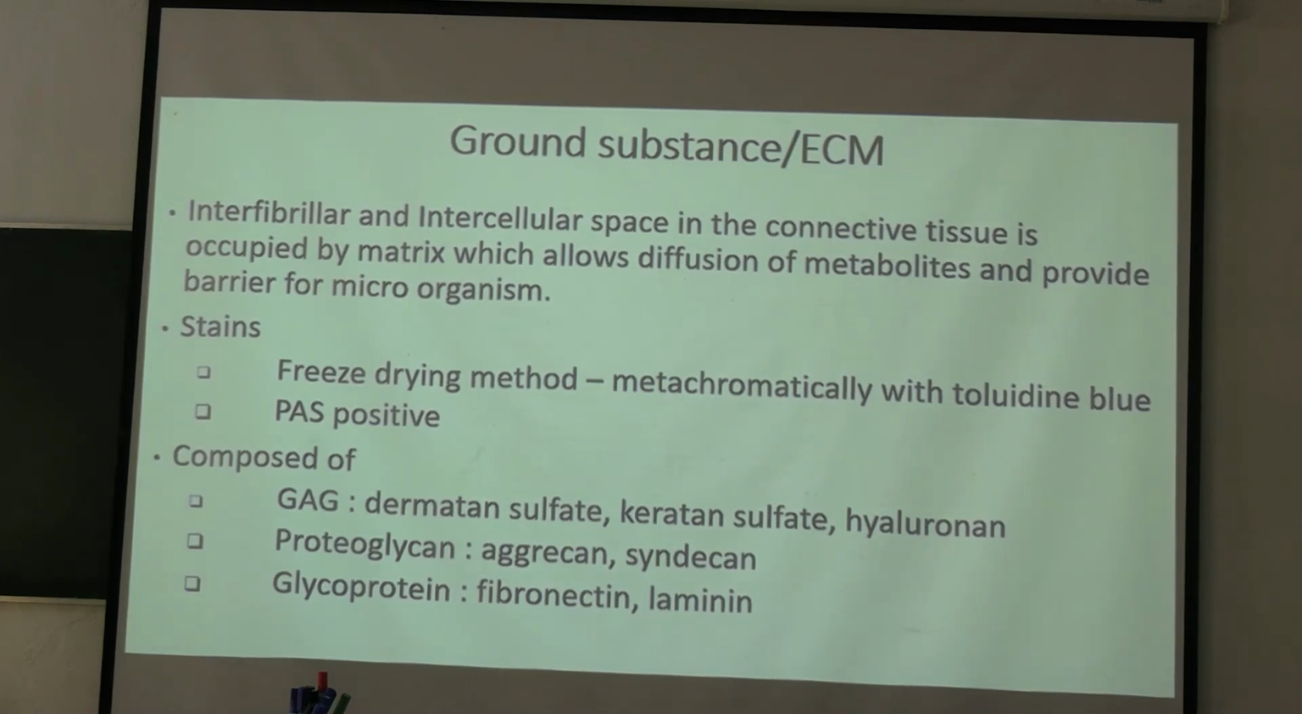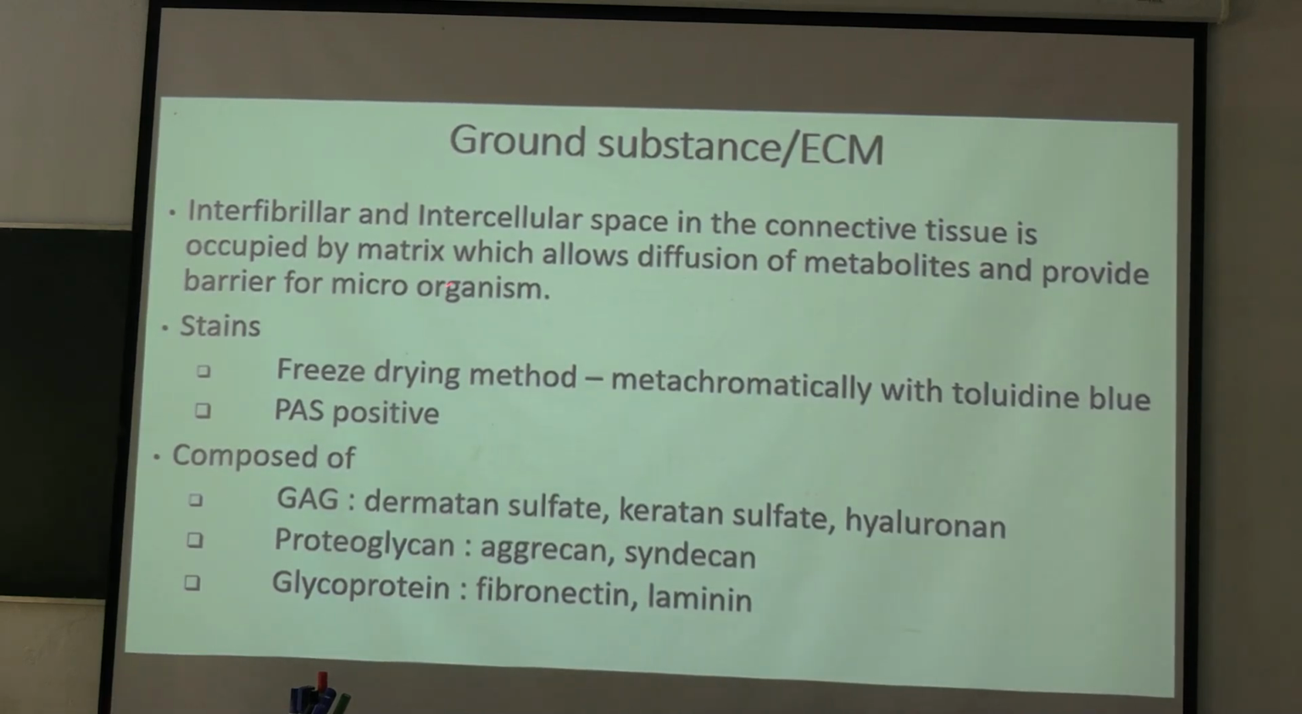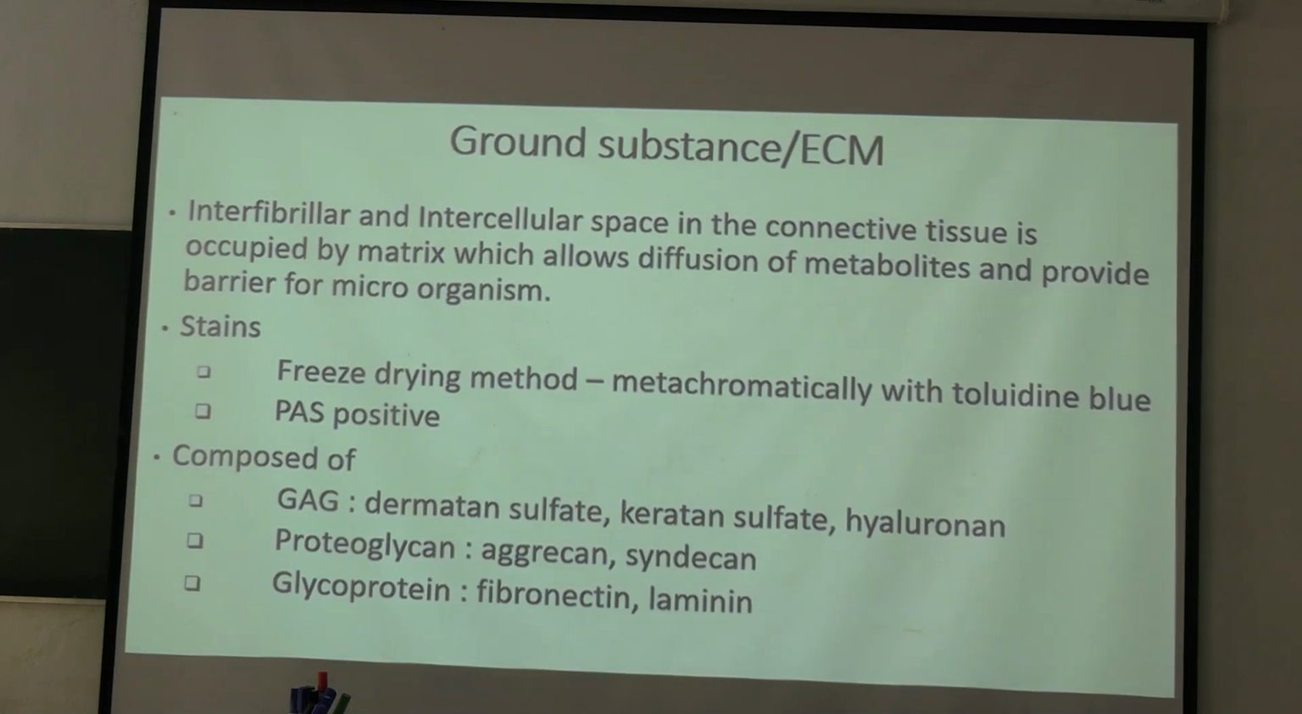So we have discussed the 3 types of fibers in detail. Next we go to the cells. So you have to draw in your copy the 3 types of fibers. And cells also, you have to draw individual connective tissue cells in your histology copy. So cells and ground substance.